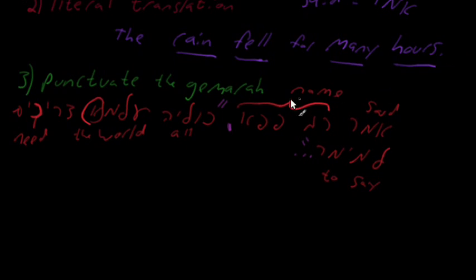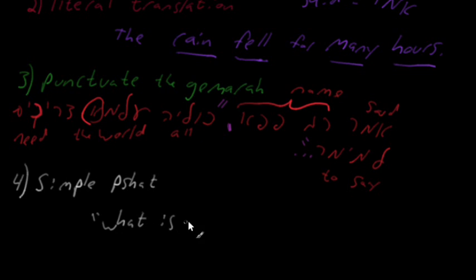Okay, then we have step number 4. Step number 4 is the last step of the first part of micro, and this is you want the simple pshat. Simple pshat. Okay, simple pshat means, what is the Gemara actually saying? Okay, so in our example up here, what is the Gemara actually saying?